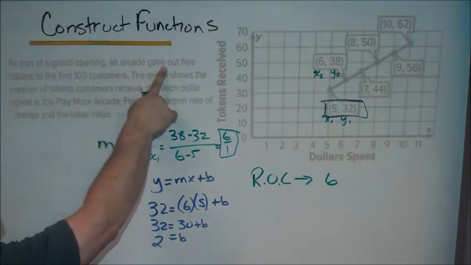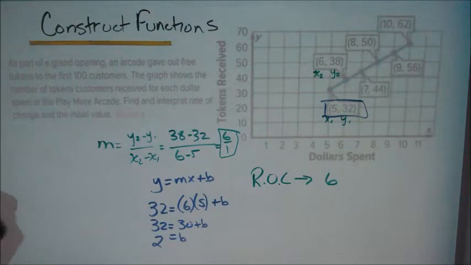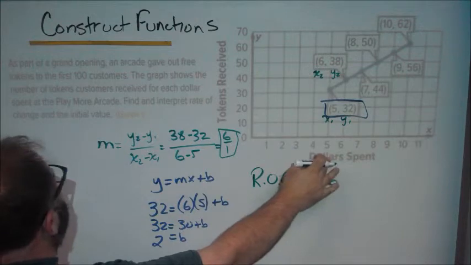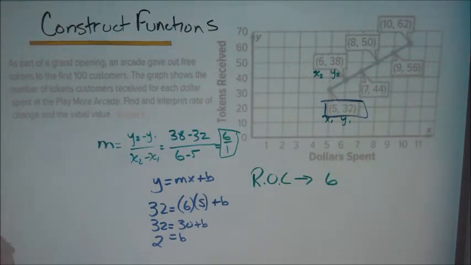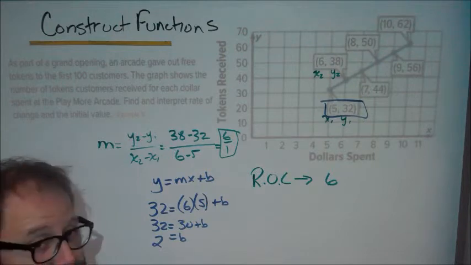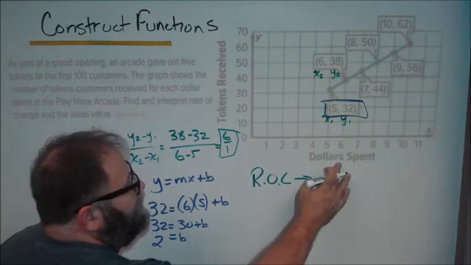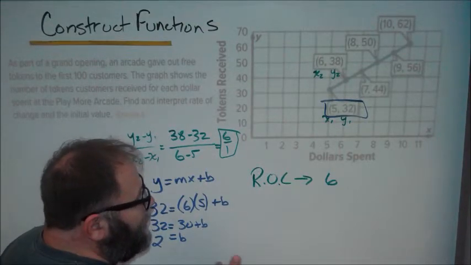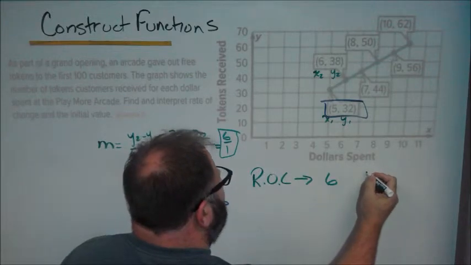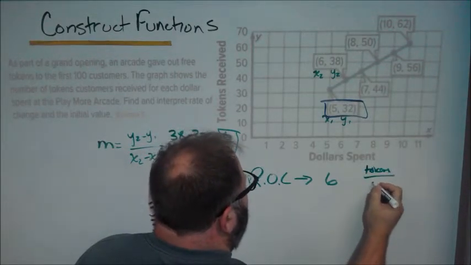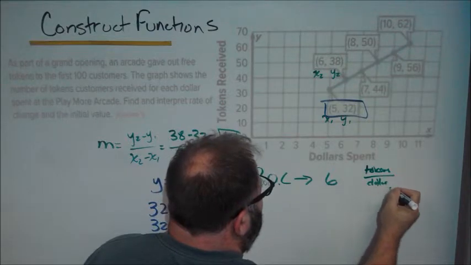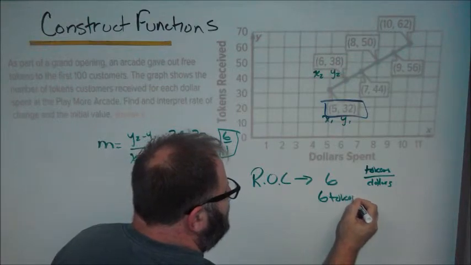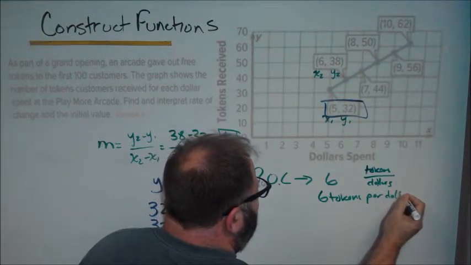As a part of the grand opening, an arcade gave out free tokens to the first 100 customers. The graph shows the number of tokens people received for each dollar they spent. Find and interpret the rate of change. So the rate of change here is 6. And what that means is for every $1 they spent, let's not forget here that this is tokens over dollars. So that is 6 tokens per dollar.